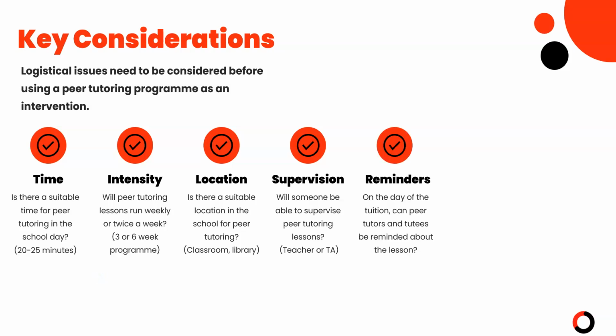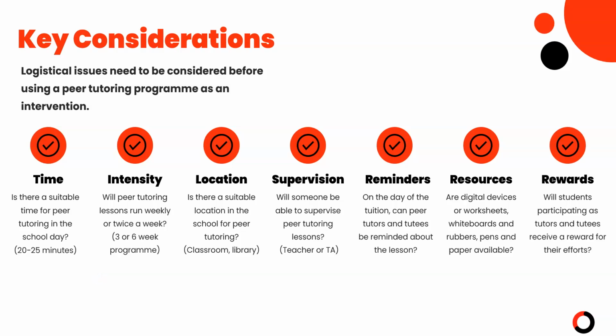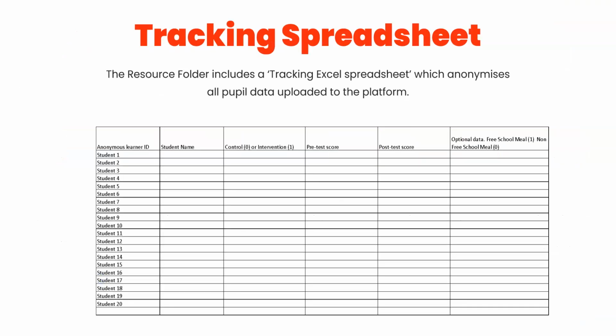Reminders. On the day of the tuition, can peer tutors and tutees be reminded about the lesson? And resources. Are digital devices or worksheets going to be used? And make sure you have the whiteboards, pens and rubbers available. And finally, will you link the students' participation, for the tutors and tutees, to rewards from your school? So logistical barriers are common in interventions delivered in schools, particularly with peer tutoring, so it's just important to consider these prior to starting. In the resource folder, you'll find all the resources and you'll also find the tracking spreadsheet. This allows you to link an anonymized learner ID to a student.